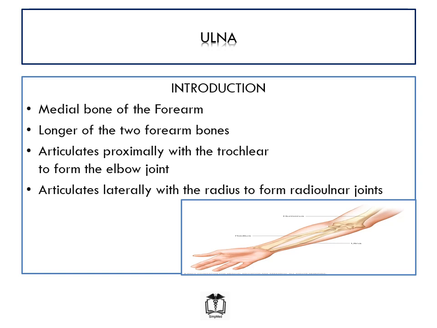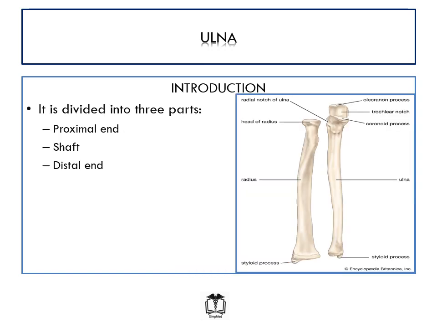It articulates proximally with the humerus to form the elbow joint. Remember that the ulna articulates particularly with the trochlea of the humerus to form the elbow joint. And then it articulates laterally with the radius to form the radioulnar joint. Please do note that the ulna does not take part in the articulation of the wrist joint. Wrist joint is formed by a union of the radius, the carpal bones, and the articular disc. The ulna does not take part in this particular formation.